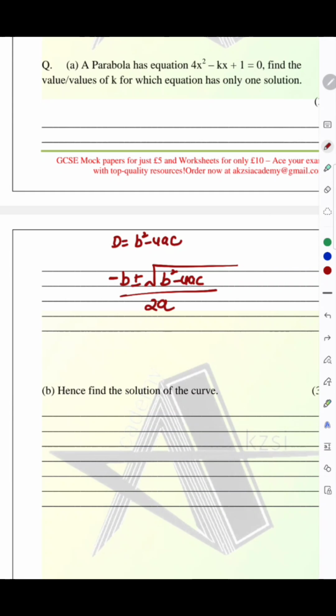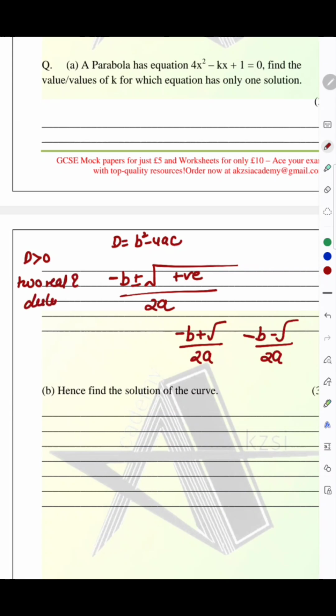See, for example, if this b squared minus 4ac is positive, that means d is greater than 0. If this whole is positive, there will be some value of this root. That means minus b plus that root value divided by 2a, and minus b minus root of that value divided by 2a. You will get two real and distinct roots.